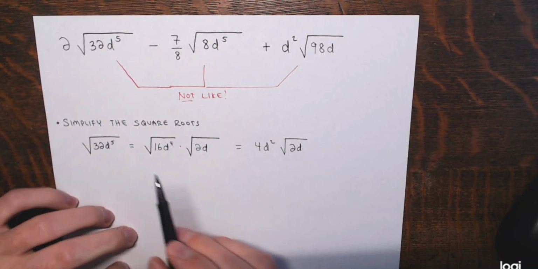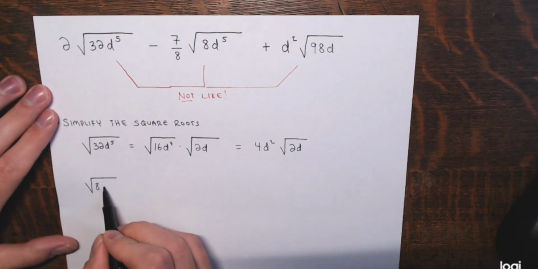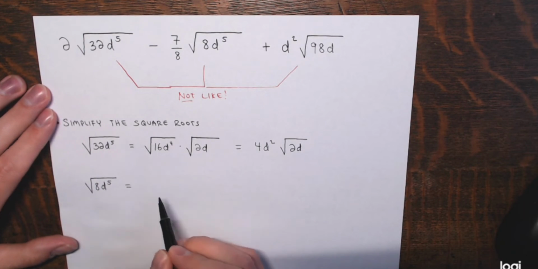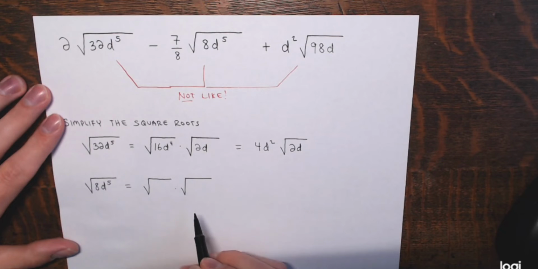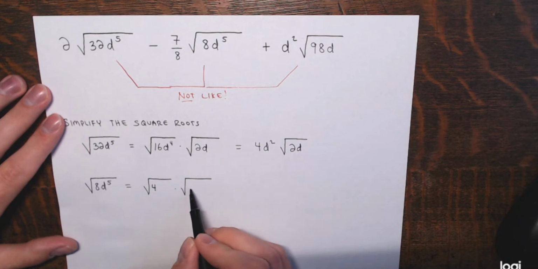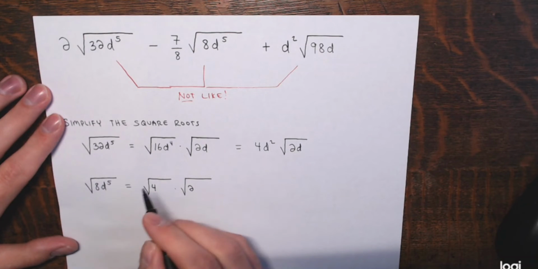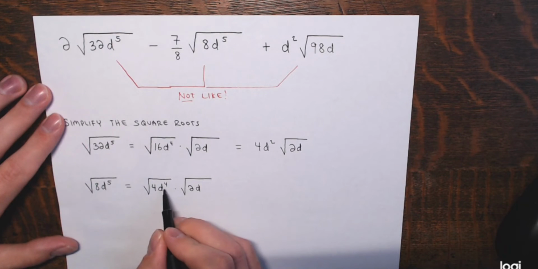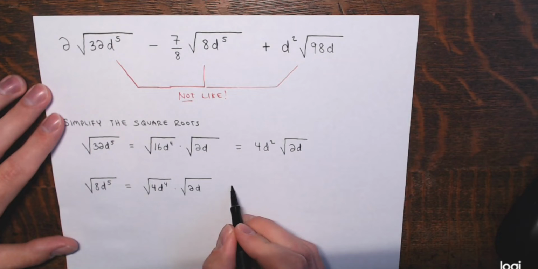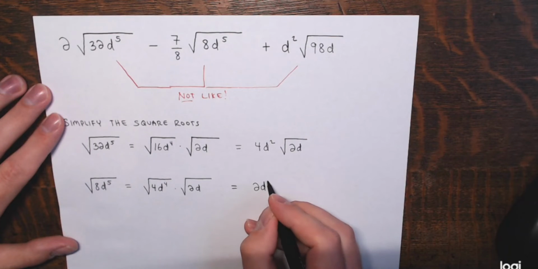The second term's square root was the square root of 8d to the fifth. Again, I'm going to break it up using the product property for square roots, into perfect squares times a not perfect square. 8 is 4 times 2. 4 is a perfect square, it's 2 squared. And just like in the earlier one, d to the fifth I'm going to break up as d to the fourth times d. d to the fourth is d squared squared. So when I simplify this, the square root of 4d to the fourth would be 2d squared, and then you have times the square root of 2d.